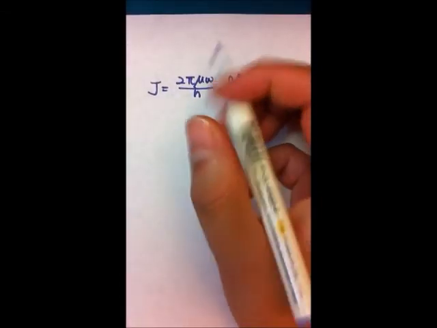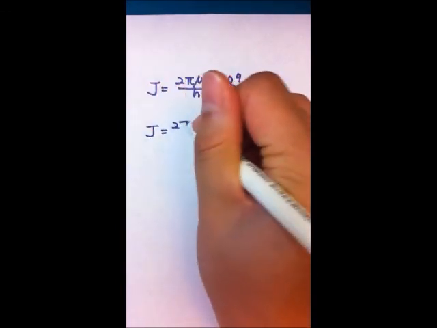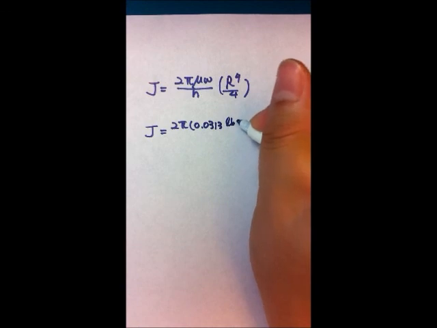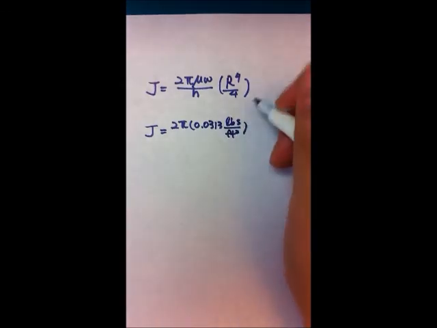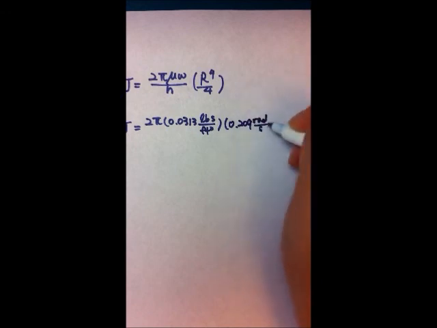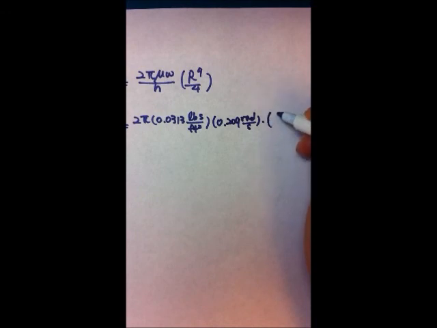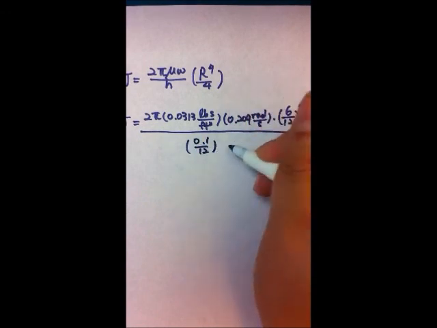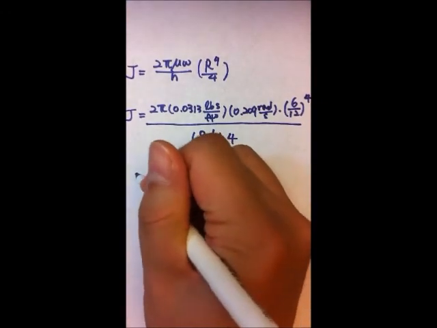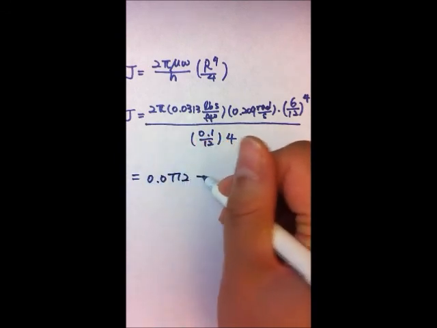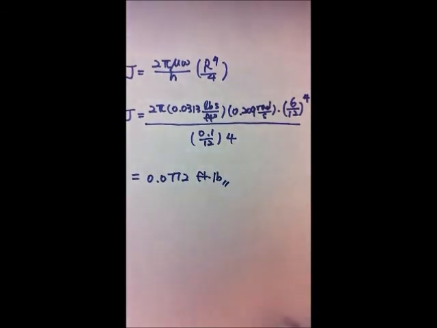The last part is just plugging in numbers. So we have torque is equal to 2 pi times 0.4313 pound-second over square feet times 0.209 radians per second times (6 over 12) to the fourth power, all over (0.1 over 12) times 4, and you're going to get 0.0772 foot-pounds for the final answer.